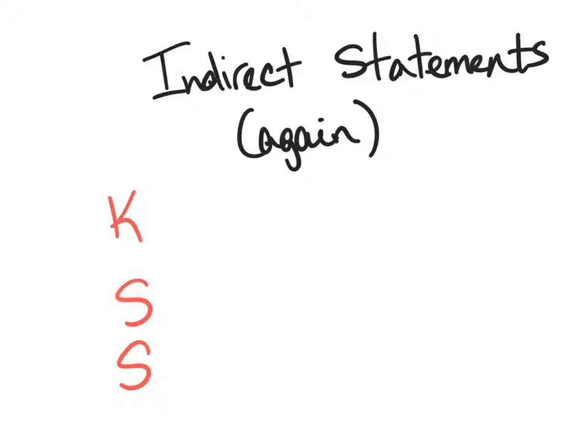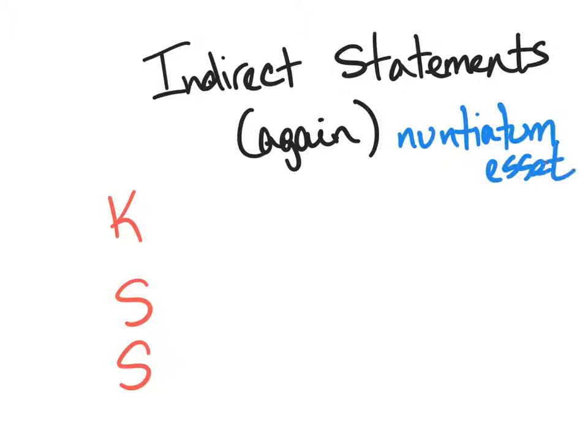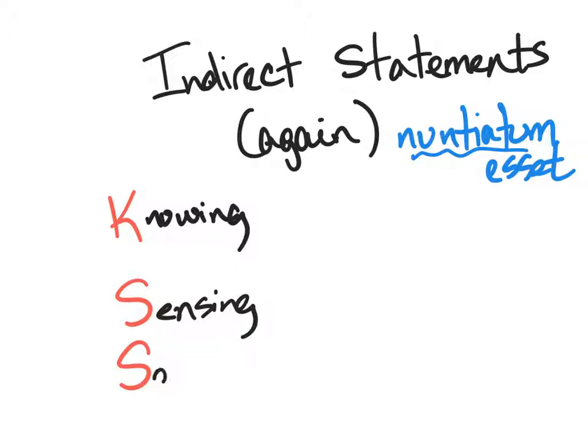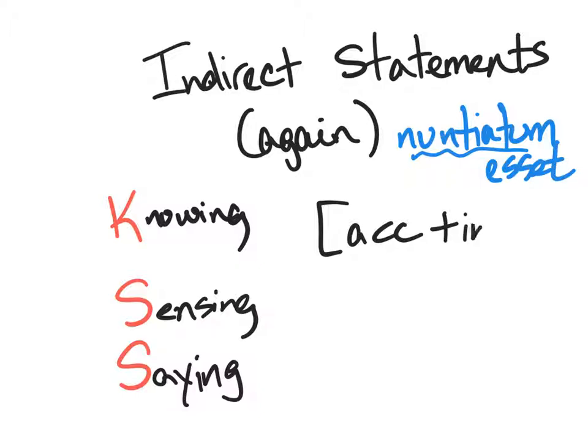Hey, while we're on the subject of nuntiatum esset, which was on the last slide, notice nuntio means to announce. This is it had been announced, which should introduce an indirect statement because, as you remember, indirect statements are always introduced by kissing verbs, verbs of knowing, sensing, or saying. So something that was announced was probably something that was said. So you're expecting that nifty accusative plus infinitive construction.